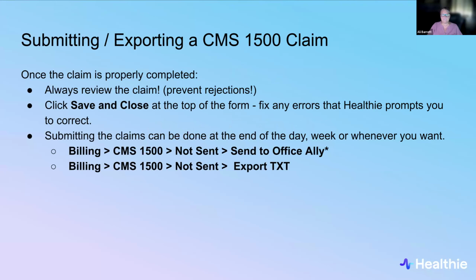So, submitting and exporting a 1500 claim. Once the claims have properly been completed, and I would do all of your claims first before doing this. Always review your claims before you hit save and close. Make sure you fix any errors. But I would do all of your claims. So if you're doing them for a week, do them all first before you go to this part. Now, if you only have one claim that you need to submit, then of course, submit it. So what I do is I go to CMS 1500s, and I go to my not sent. So if I've done several claims for the day and I have 34 that I did based off of my appointments report, I go to the not sent and I click the not sent. So only my not sent claims will be showing up.